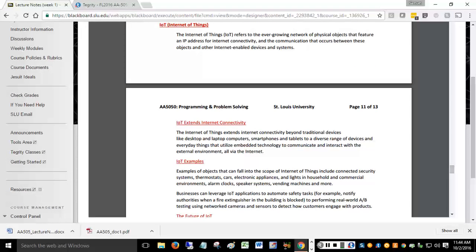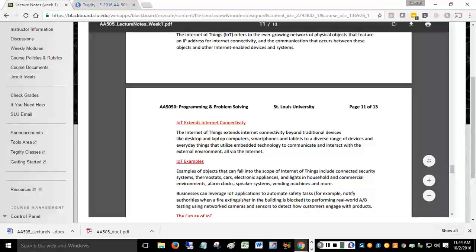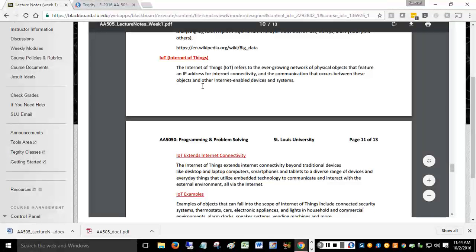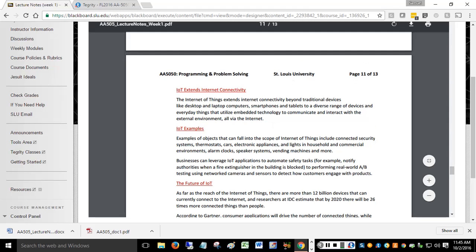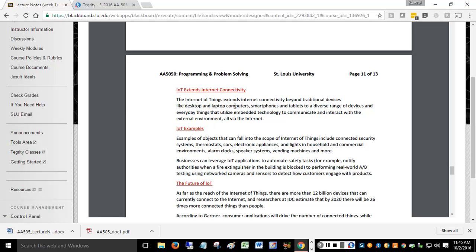And then you hear about the Internet of Things, which refers to an ever-growing network of physical objects that feature an IP address for Internet connectivity, and the communications that occur between these objects and other Internet-enabled devices and systems. IoT extends Internet connectivity beyond traditional devices like desktops and laptops, smartphones, and tablets, to a whole diverse range of devices and everyday things that utilize embedded technology to communicate and interact with the external environment and the internet. So anytime that you see those cameras out on the street on top of telephone poles and stuff, this is what they're talking about.